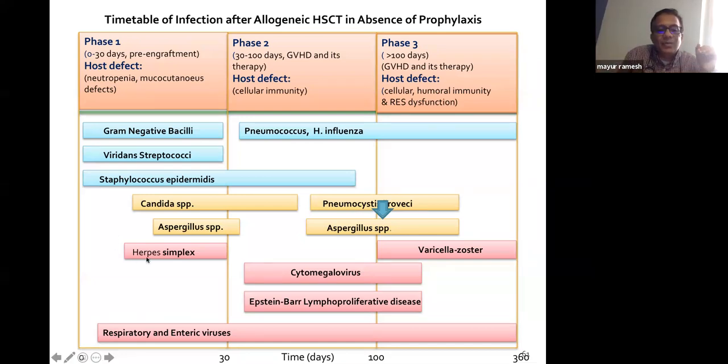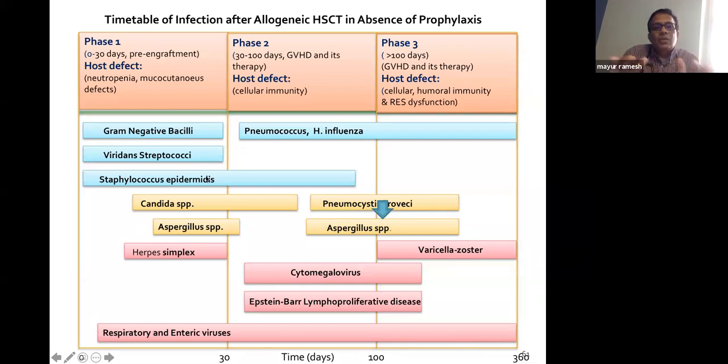And then obviously from viruses, we talked about herpes simplex virus that can get reactivated at this point in time. So we tend to give prophylaxis for herpes simplex and Candida, and in high-risk transplants, we convert the yeast prophylaxis to cover yeast and mold using voriconazole or posaconazole. And obviously, respiratory and enteric viruses can happen anytime throughout the transplant time, and generally it's seasonal.